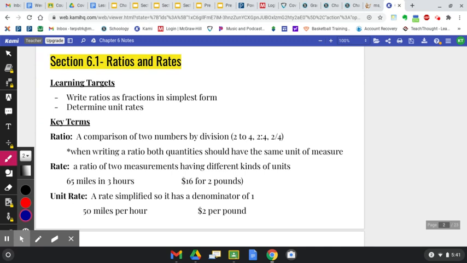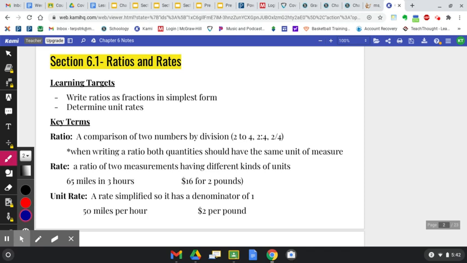All right, our learning target is going to be to write ratios as fractions in simplest form and determine unit rates. So, our key terms: a ratio is a comparison of two numbers by division. And some different ways to write it and say it, right? We can say 2 to 4, right? That's a ratio. You can use the colon 2, colon 4, saying the same thing, 2 to 4, and then 2 out of 4.